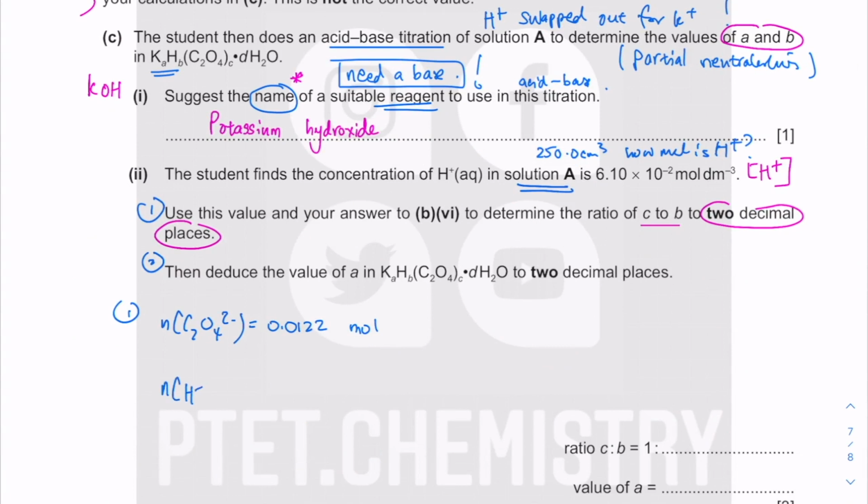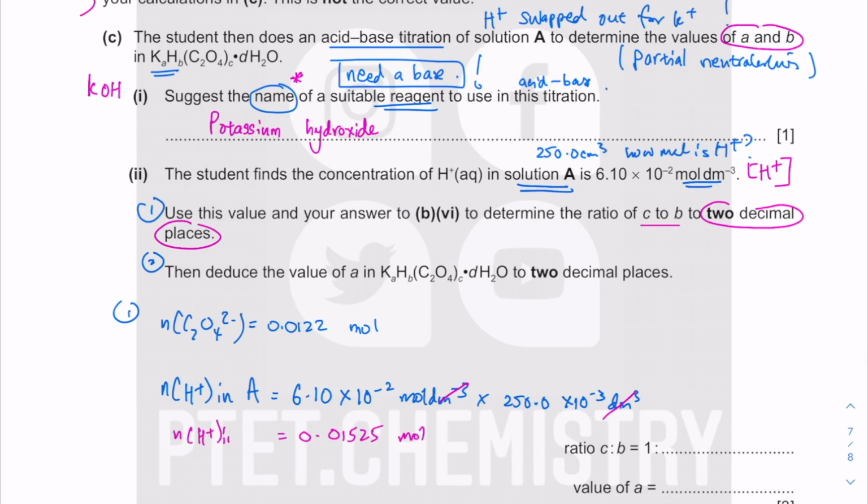Now the mole of H+ in A is going to be the concentration of the H+. This is in mole per dm³ as given here, and that was in 250.0 times 10 to the minus 3 dm³. So what I can do is cross out the dm³, and I could get 0.01525 mole. So that is the mole of H+ in A.